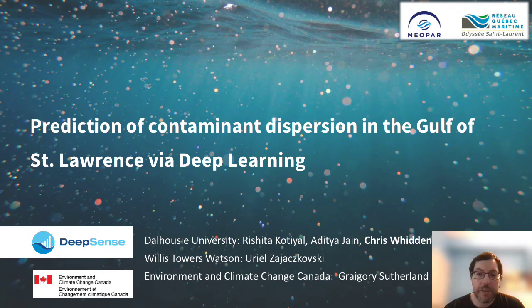I'm going to talk to you today about some of our research work using deep learning to try to predict the positions of drifters in the Gulf of St. Lawrence. This project was originally designed by postdoctoral fellow Uriel. However, it was completed by Master of Applied Computer Science students Aditya Jain and Rashida Kodial in collaboration with myself and with Gregory Sutherland from Environment and Climate Change Canada.